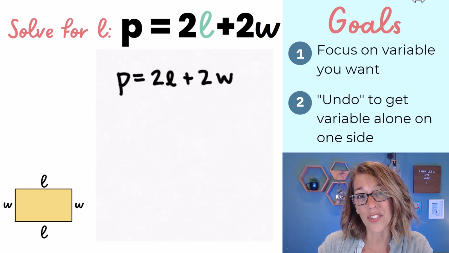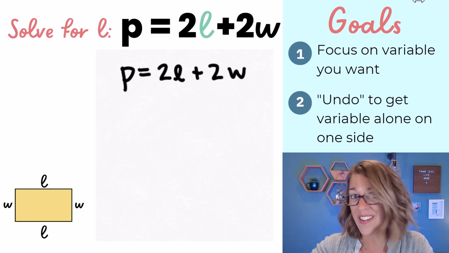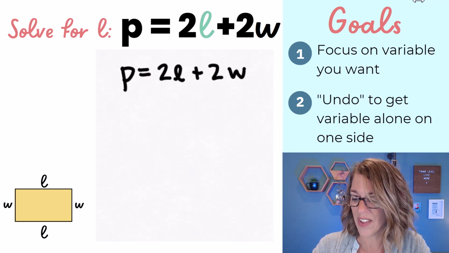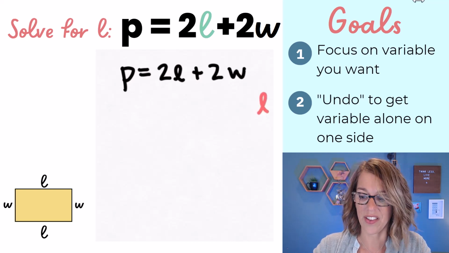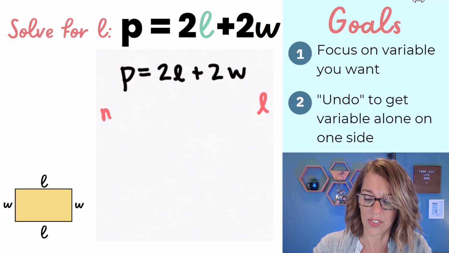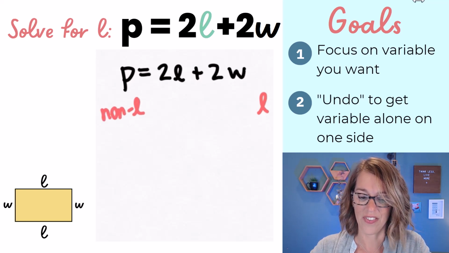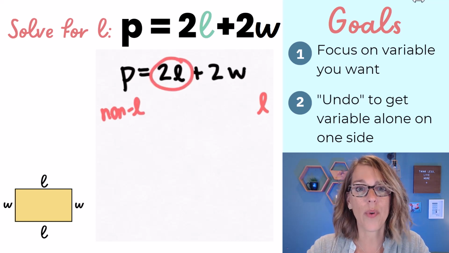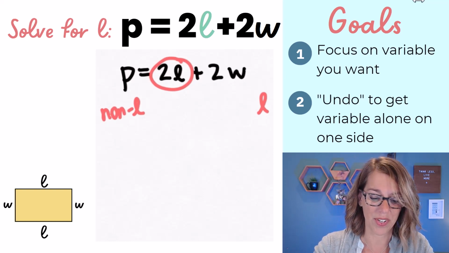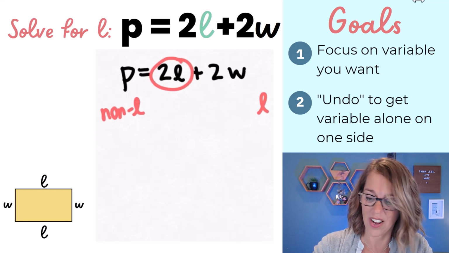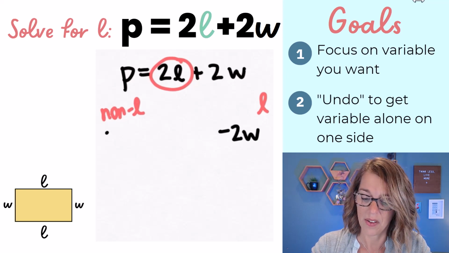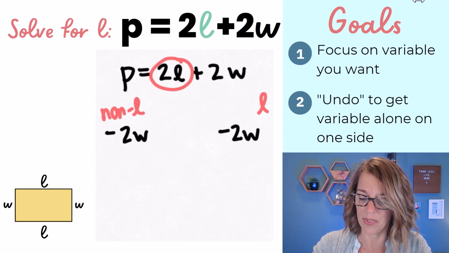Now I really want to get L terms on one side and everything else on the other side. So let's leave L terms on this side since they're already there, and everything else, so I'll say non-L, on that side. As I'm doing that, that means I can keep the 2L where it is, but I want to subtract off that 2W. So let me get back to a different color here, and I'm going to subtract the 2W from both sides, minus 2W, to keep this thing balanced.